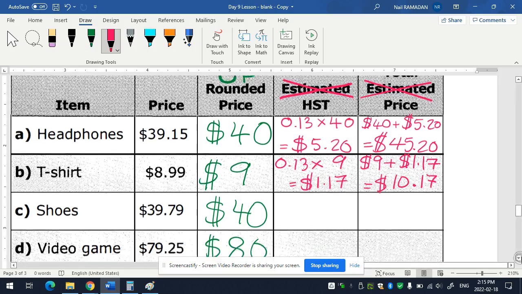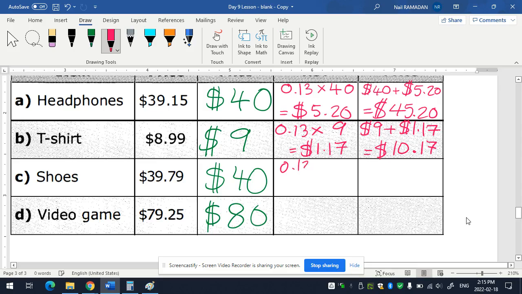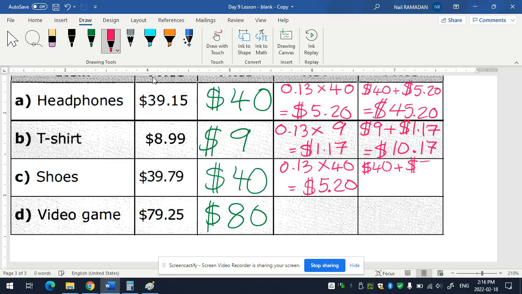Next, 0.13 times 40. What does that mean? It's the exact same tax. Sorry, let's not bother about the dollar sign here. Just write 40 to be consistent with everything above it. That's the same thing: $5.20. And the price will be the same, so the same exact calculation. $40 estimation plus 5.20 equals $45.20. And finally, 0.13 times $80.